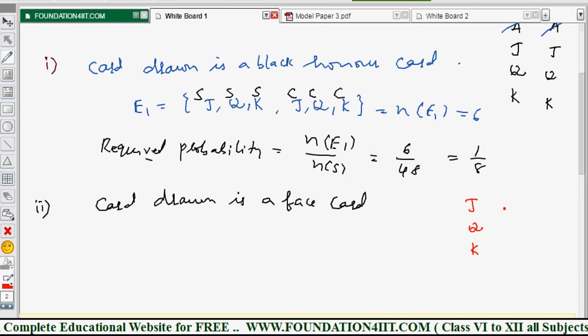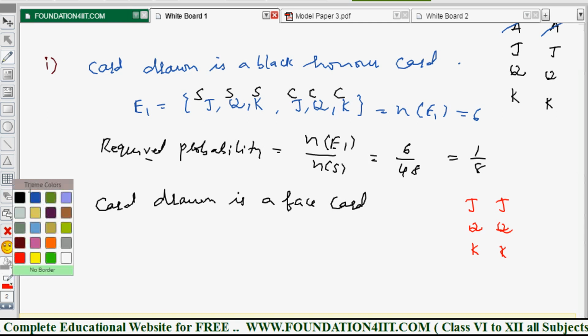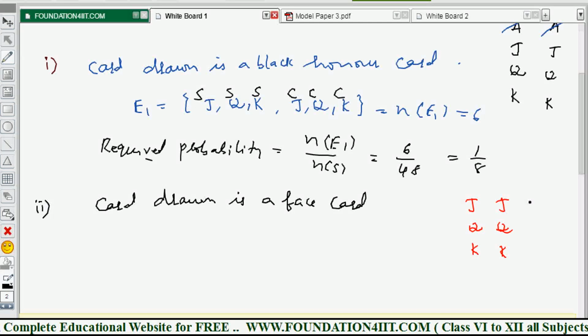Again there are spades, clubs, diamonds, hearts. This is the total of all colors. So again J, Q, K. So 6 are in red color, and again 6 are black, again J, Q, K. So these are all the face cards actually.